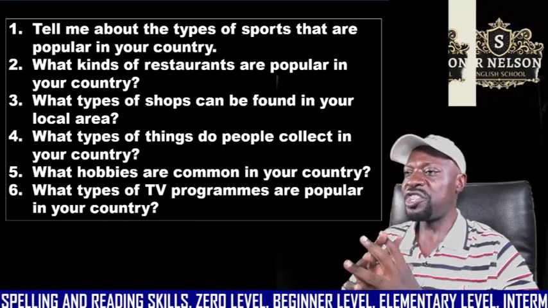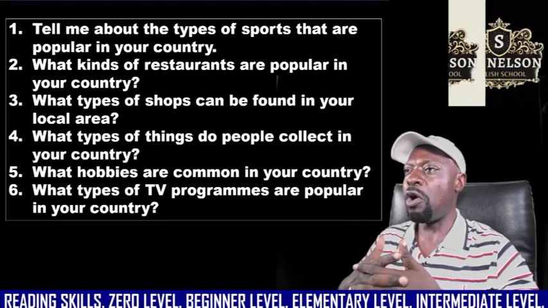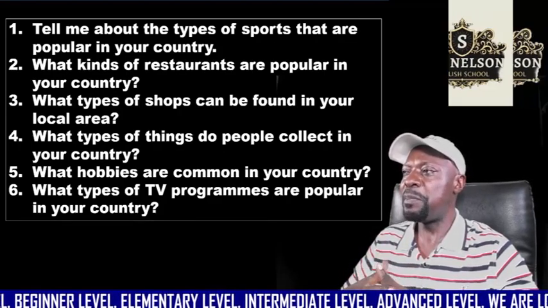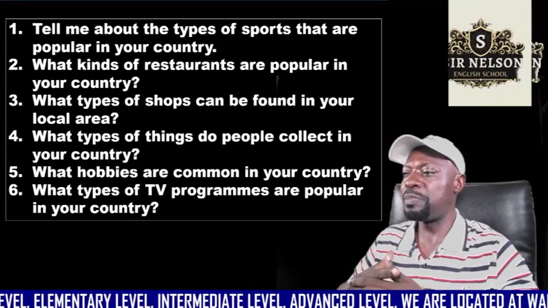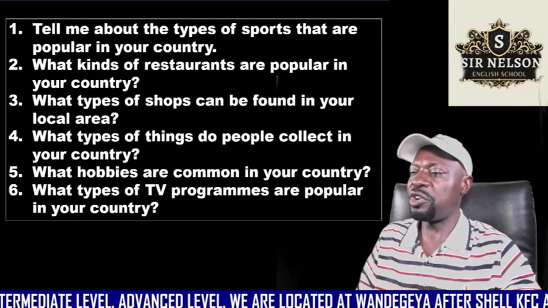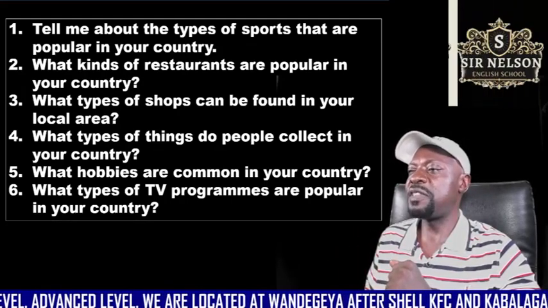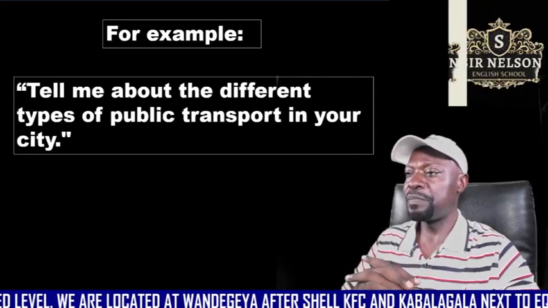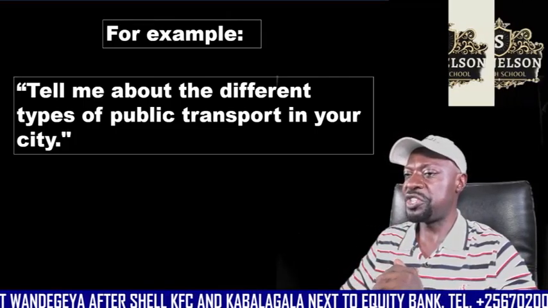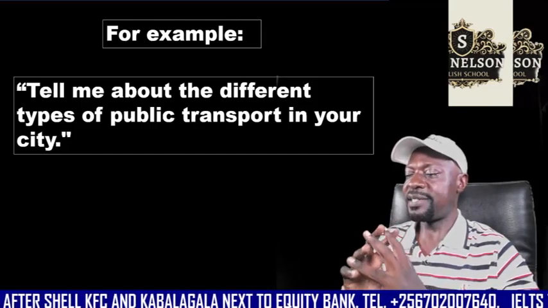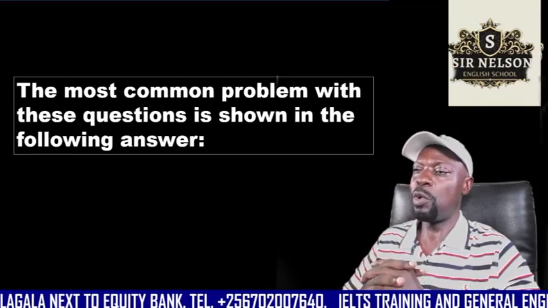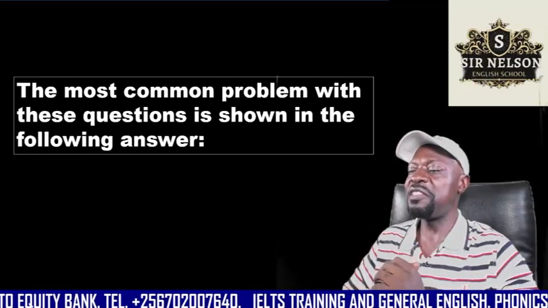Now, all these questions are what you call types of. They want you to give the type of something, type of sports, restaurants, shops, and others, TV programs. How do you answer these questions? It's the purpose of this video. For example, tell me about the different types of public transport in your city. Let's answer this question. The most common problem with these questions is shown in the following answer.